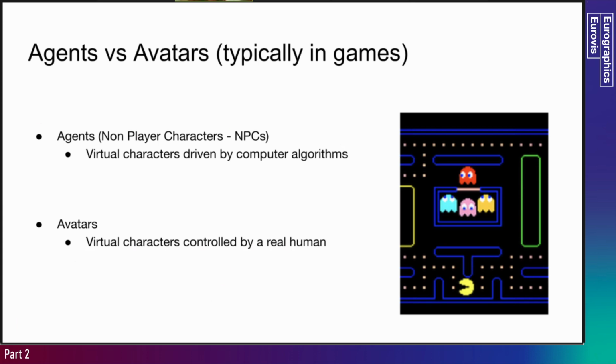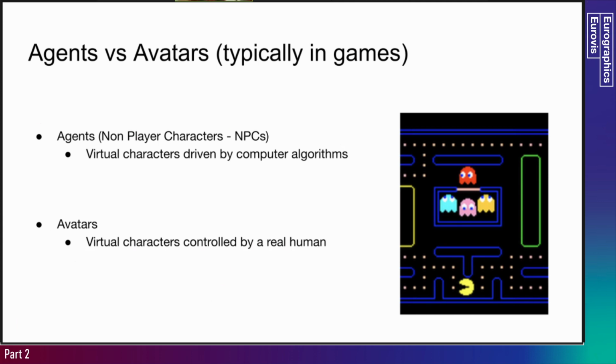So basically, they are virtual characters driven by computer algorithms rather than real humans. So they're driven by computer algorithms also in real time as well. So basically, they have to be designed to be able to react towards whatever is going on inside the computer game, right?